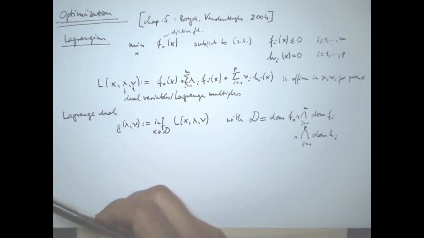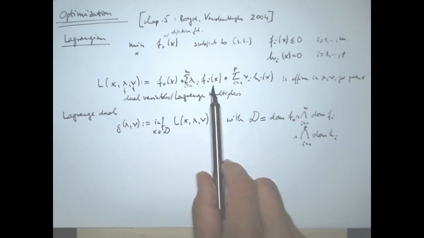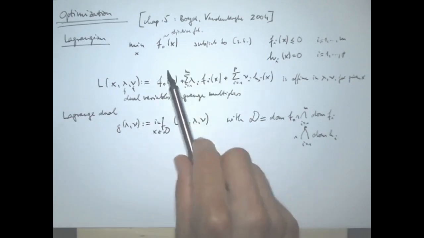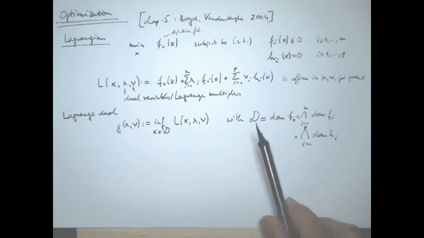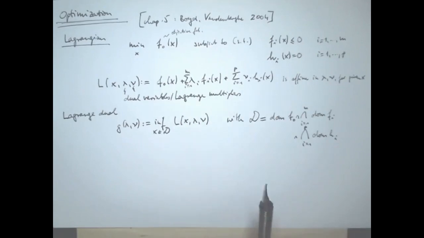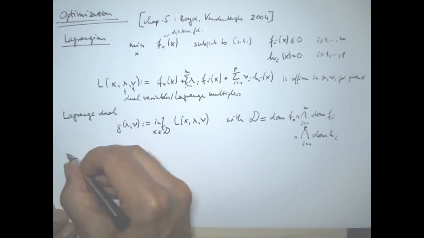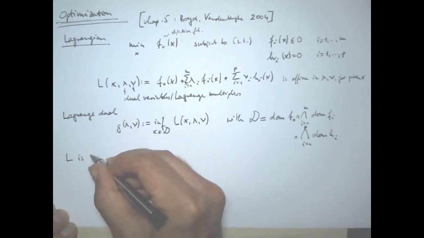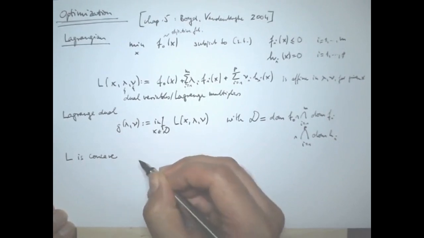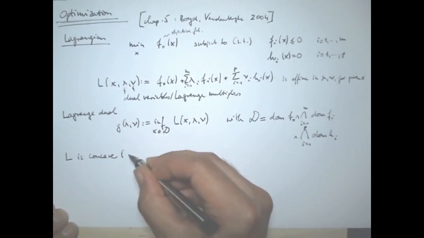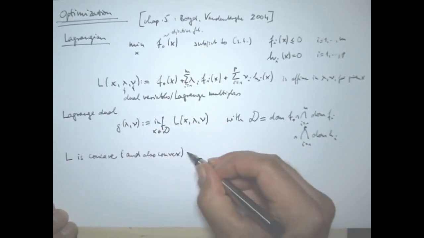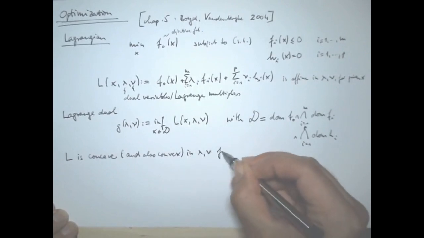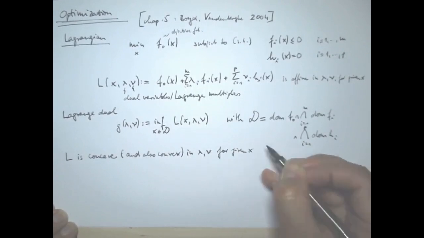So I can say that for a given x, I consider this to be a concave function, which is true. It would also be convex, but for now I'm interested in the concavity of this Lagrangian here. So it is concave, and by the way also convex, but I don't care now, in lambda and nu for a given x.